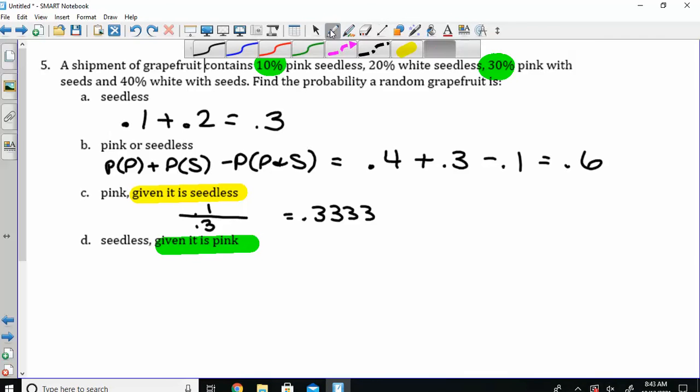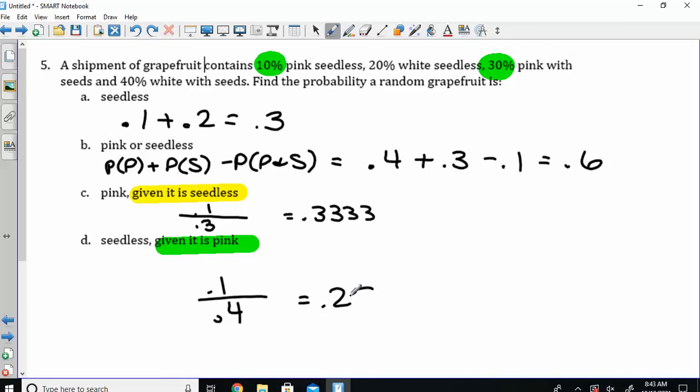D, seedless given it is pink. So my denominator is the pink. So this is pink and this is pink. So how many are pink? Only looking at those 2 pinks, how many are seedless? You get 0.25.